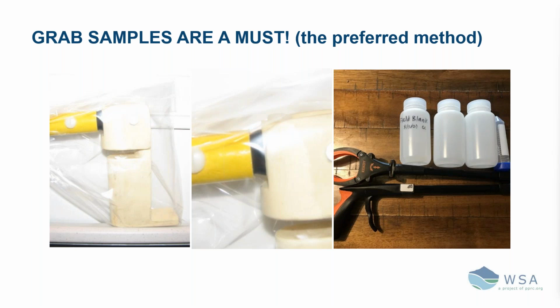So grab samples are a must, or at least they are the preferred method for collecting PFAS. You can see here, I have a swing arm. This is a NASCO swing arm sampler that I acquired. It had metal components on the end where the swing arm attached to the pole, and I took all that out and I put in HDPE or plastic parts that are approved for PFAS sampling. I decontaminate the swing arm sampler prior to sampling. I bag it up, so it's protected from the elements just prior to sampling.